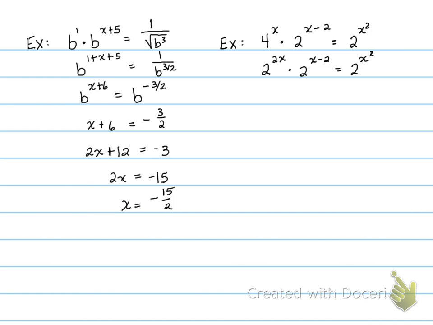Be careful when you have an x squared in the exponent. So we have an exponential expression in the exponent. Just be careful that you don't get mixed up about what the exponent actually is. So here the exponent is x squared. That's not the same as 2 to the 2x or 2 squared to the x or anything like that. We just want to leave that exponent alone. And so then we'll add exponents on the left. So we have 2 to the 3x minus 2 equals 2 to the x squared.